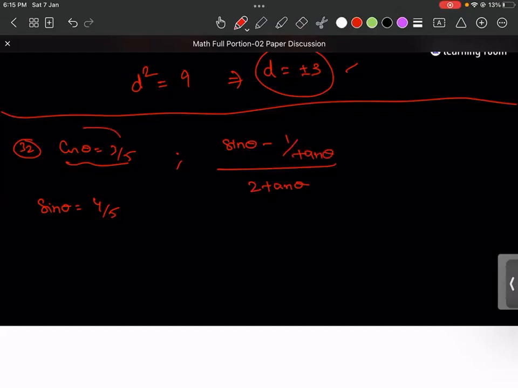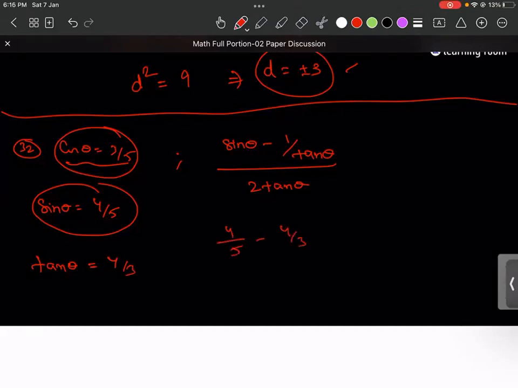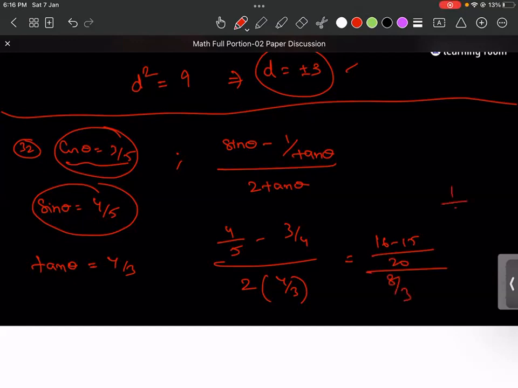Okay, see, simple. Cos theta is 3 by 5, so sin theta is 4 by 5. I'm not even drawing the triangle because 3, 4, 5 are Pythagorean triplets. Then what is tan theta? 4 by 3. Just substitute all the values. So 4 by 5 minus 3 by 4, divided by 2 into 4 by 3. When you take LCM, 16 minus 15, the whole divided by 20, divided by 8 by 3. So that will be 1 by 20 divided by 8 by 3. So the answer should be 3 divided by 160. Check if this is what you got.